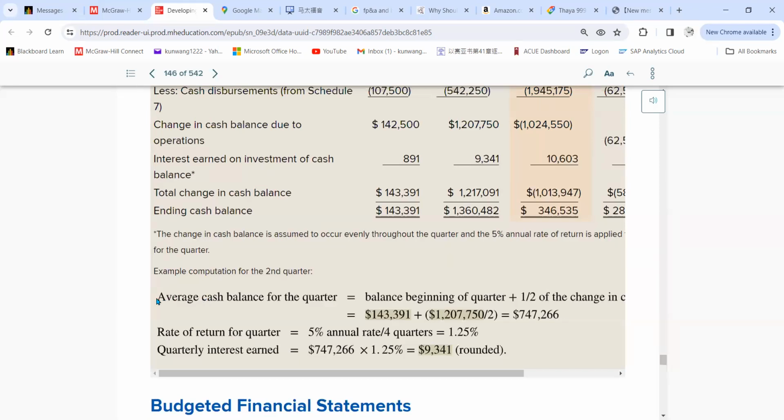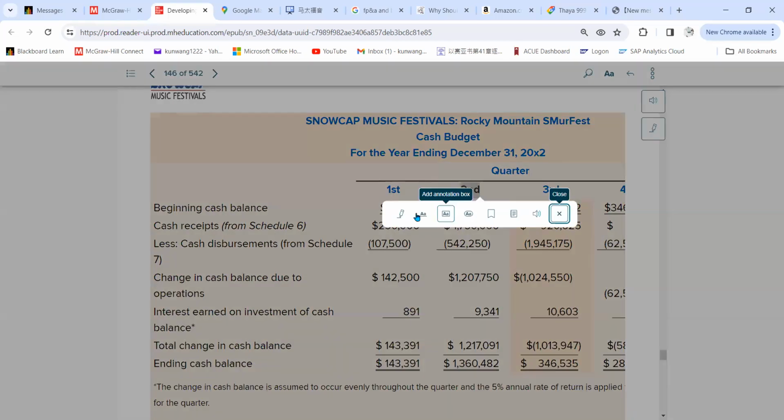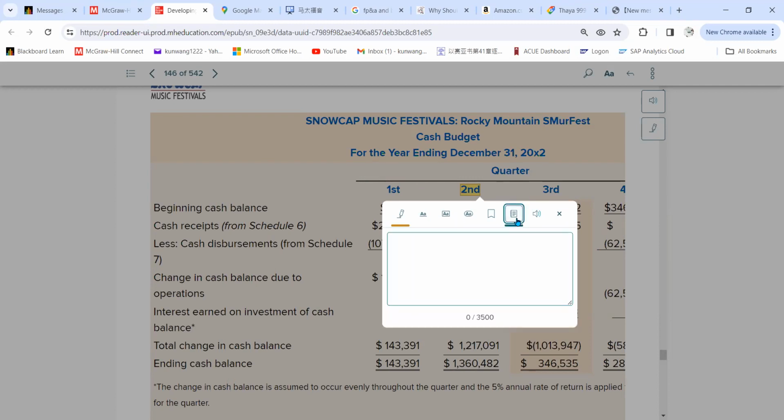So let me put a note. This is the example. Because this is an image, I cannot really mark it, but this is an example for the second quarter. So it's this one. You can see the calculation below.